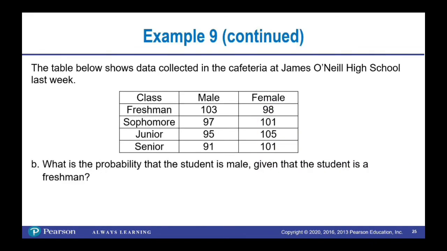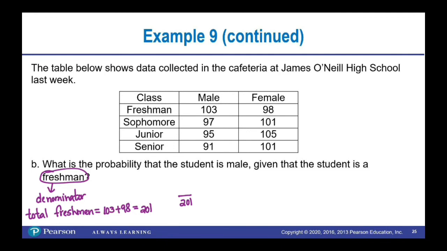Now let's look at another one. What's the probability that the student is male given that the student is a freshman? Given that tells us how many go in our denominator. There are 103 plus 98 freshmen, which gives us a total of 201 in the denominator. Again, we're looking at only the freshmen. 103 of those were male. The 103 is my numerator, and this is my probability.